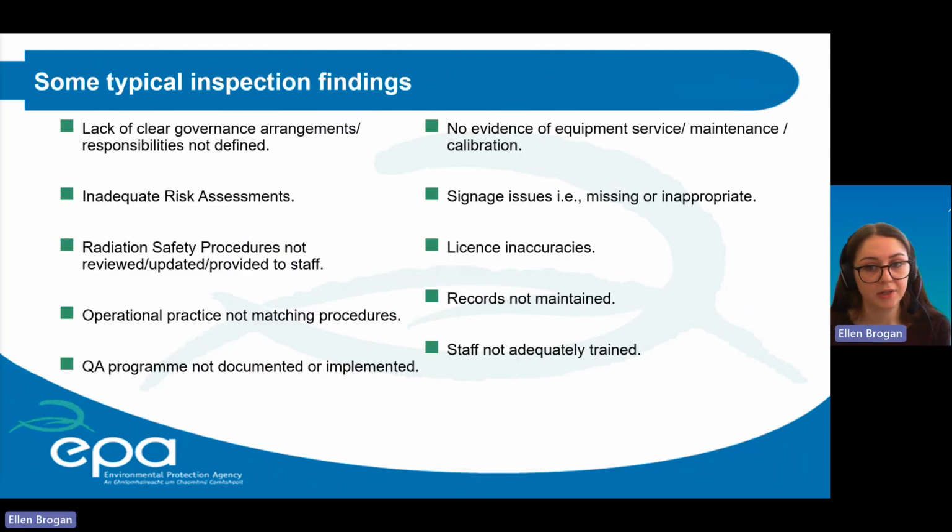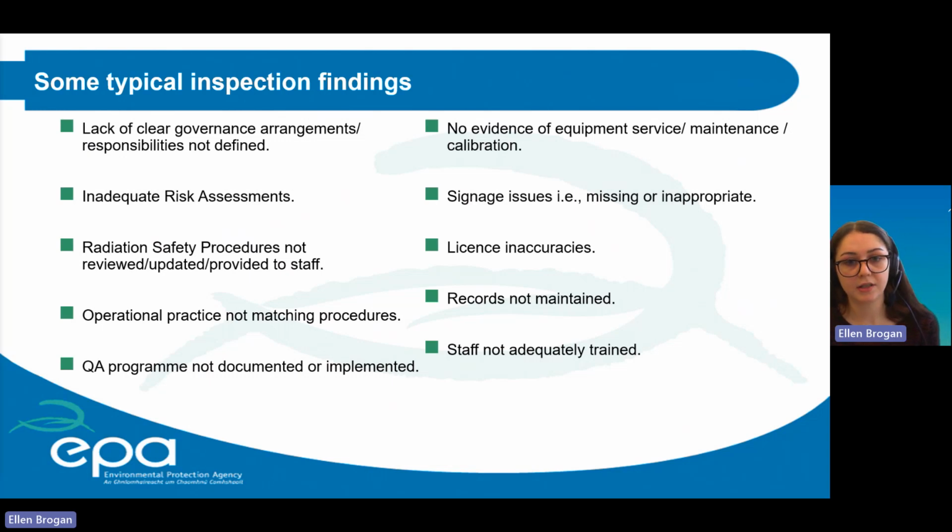So, what are some typical inspection findings? The first is a lack of clear governance arrangements, or responsibilities are not defined. Within the radiation safety procedures, the role of the RPO and other staff must be clearly stated. Next, inadequate risk assessments. The risk assessment should be produced in consultation with an RPA. Then, the radiation safety procedures are not reviewed, updated, or provided to staff.